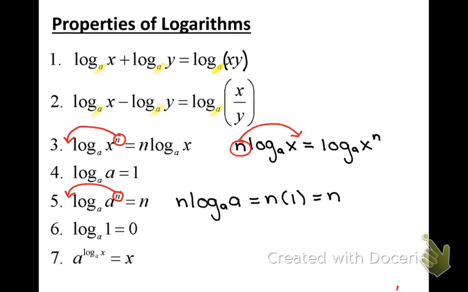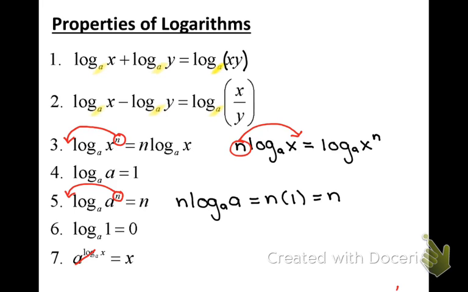Rule number 6, we saw it already when we were converting between exponential and logarithmic functions. Log base a of 1 equals 0. Anything to the 0 equals 1. And the last one we have here is a to the log base a of x equals x. So essentially what happens here is that a to the log base a, they are inverses, we get x.